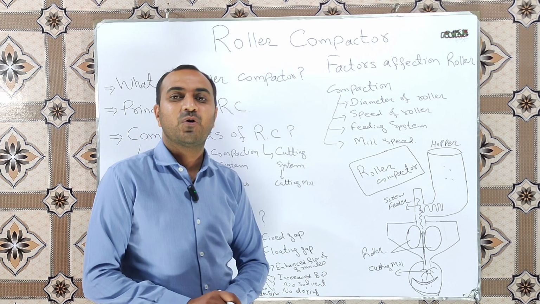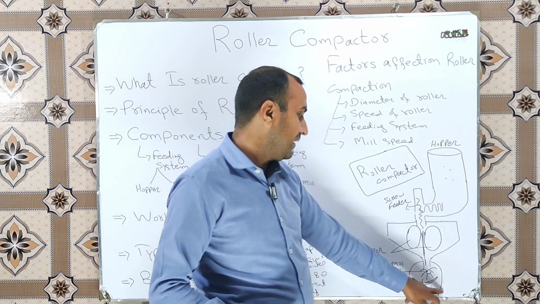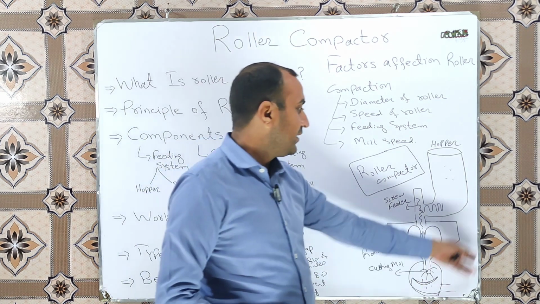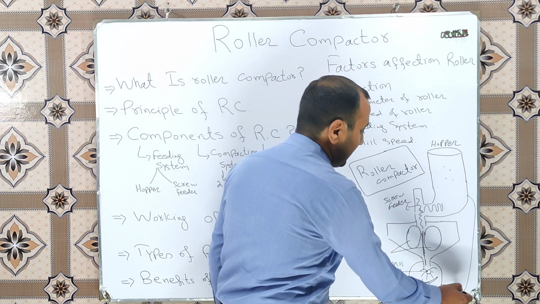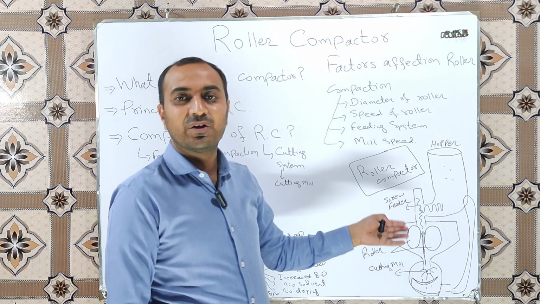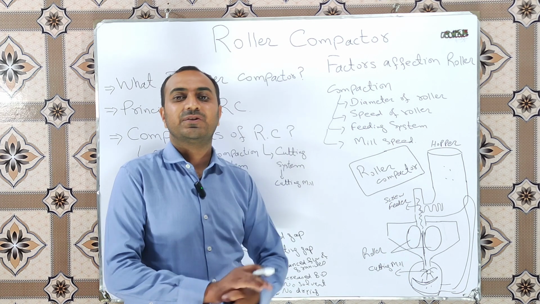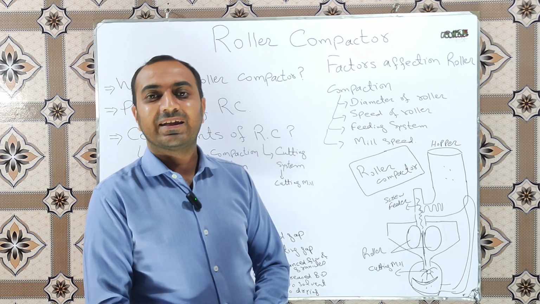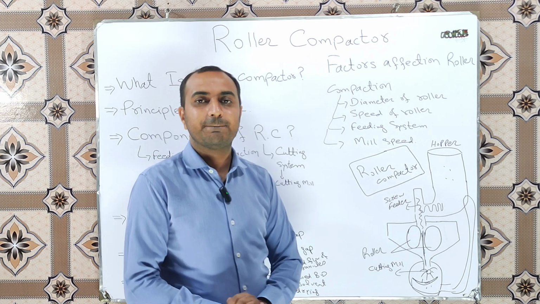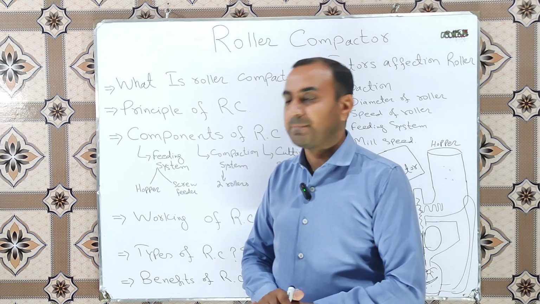In the advanced type of roller compaction, we have a pneumatic system which takes the very fine particles and delivers them again to the hopper, and these fine powders are passed again through the rollers of the roller compactor. In this way, the ratio of fines is reduced in our product, and the granule quality is enhanced by using the roller compactor. So I hope now you are familiar with the working of roller compaction.